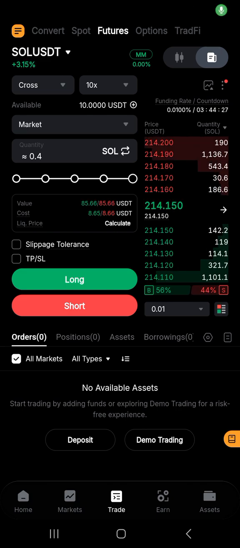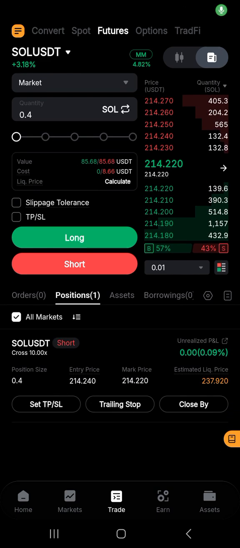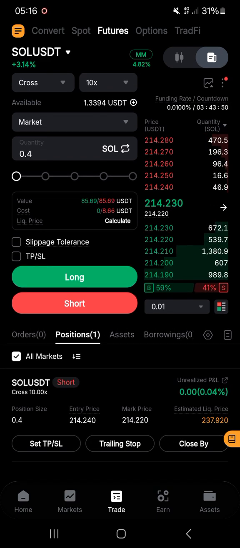So let's watch closely and know the best position to enter, because currently the market is struggling. So let me short from here. So guys, you see that we've shorted it from this position. So currently we are going to close this.